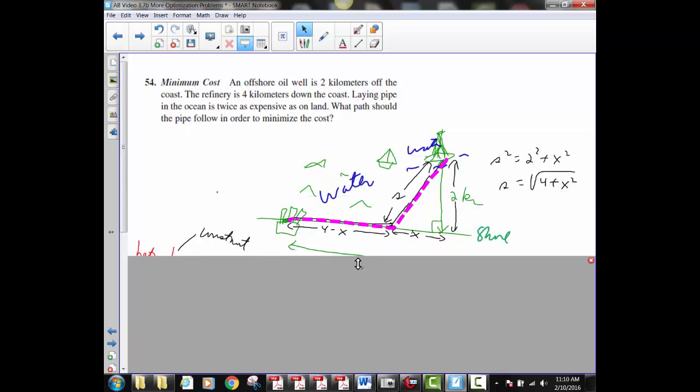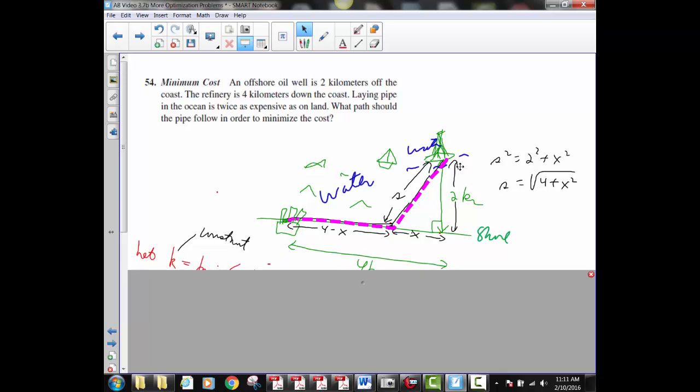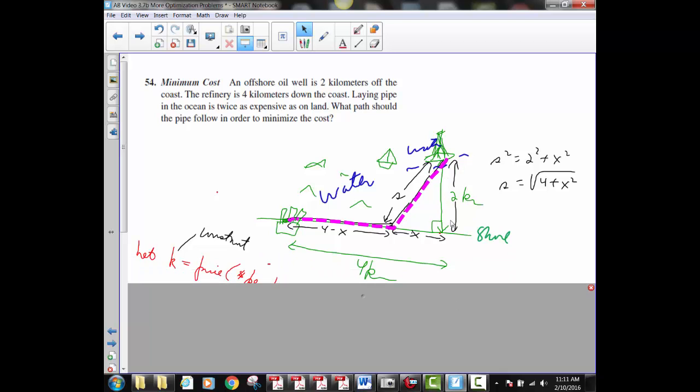So here's our nice little picture. Here's the shore, here's the water with the sailboat and the little fishies and the waves. Here's our oil well. It's out here in the sea. It is 2 kilometers from shore, which would be the perpendicular shortest distance to shore. And the refinery is down here, 4 kilometers away from that point directly opposite the oil well.